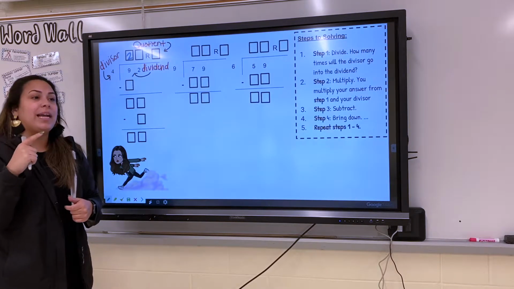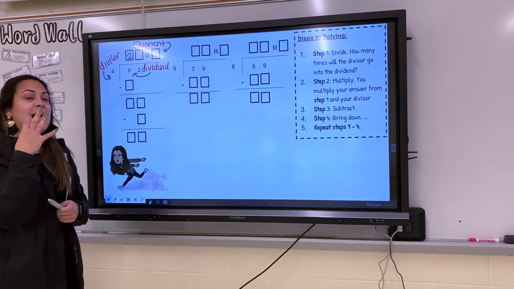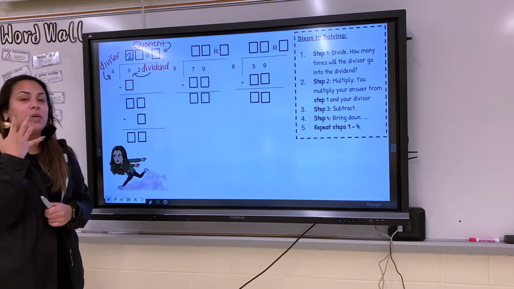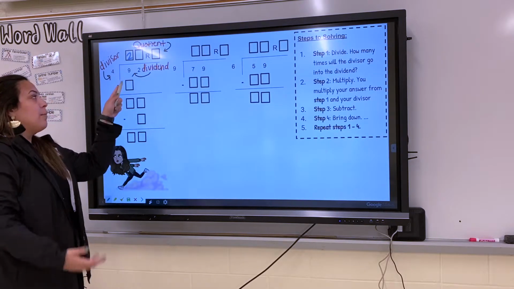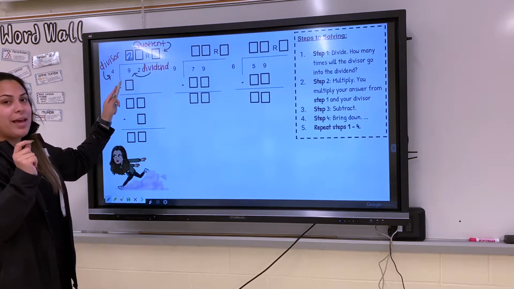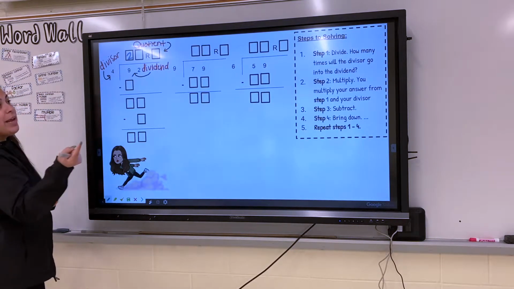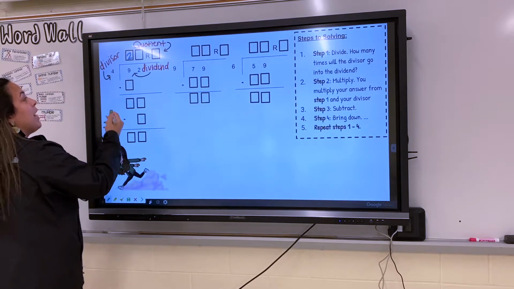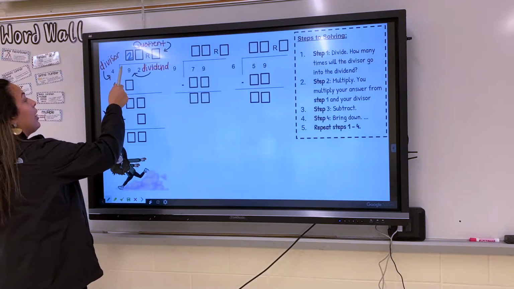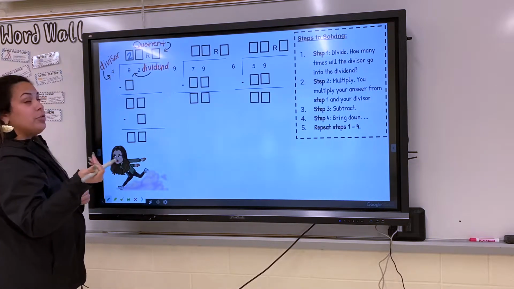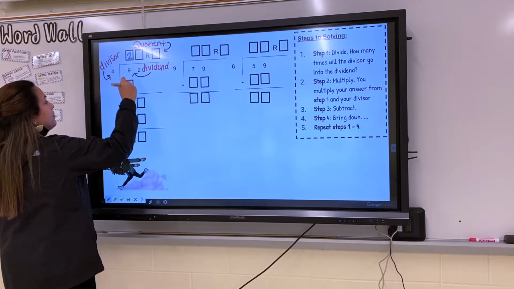The thing with dividing is we don't want to get a number that's larger than the number we're trying to go into. So we want to get a little bit underneath the number on the inside. Now step 2 says multiply. You multiply your answer from step 1 and your divisor. So we're going to do 2 times 4. 2 times 4 is 8.